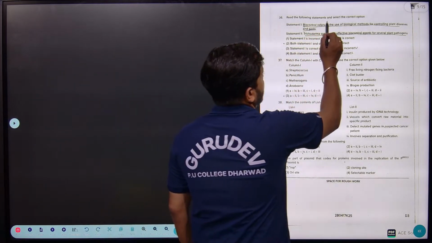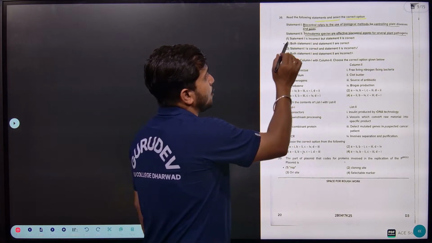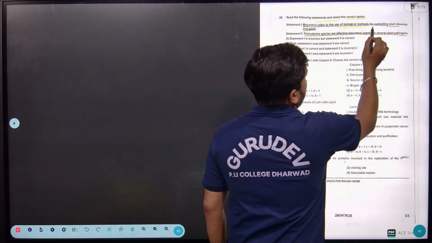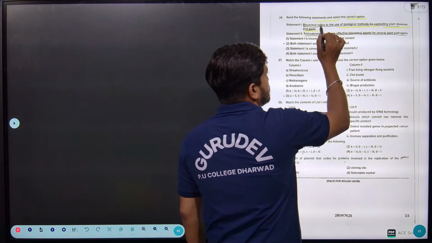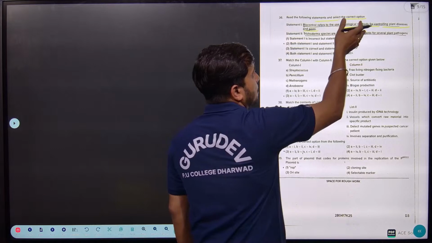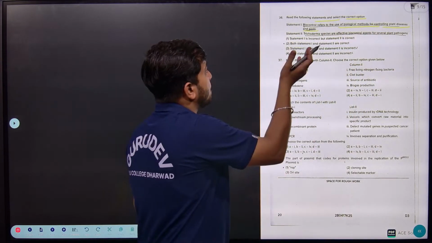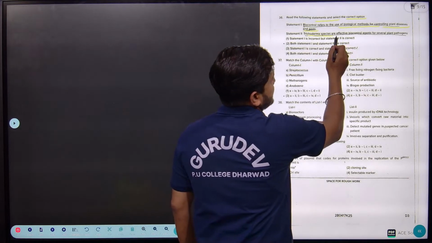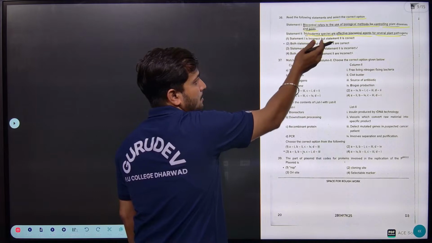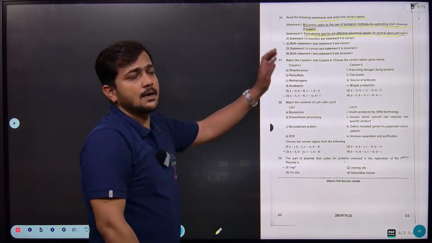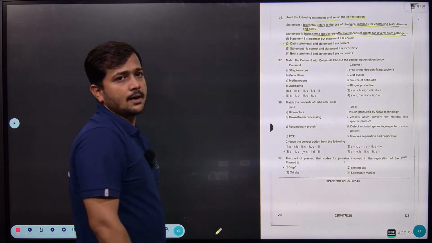Read the following statements and select the correct option. Statement 1 says biocontrol refers to the use of biological methods for controlling plant disease and pests. Yes, biocontrol is a technique used for controlling disease and pests. So there they are going to use Trichoderma species, which are effective biocontrol agents for several plant pathogens. So Trichoderma, the fungi, can be used as a biocontrol agent here. So here both statements 1 and 2 are correct, right?